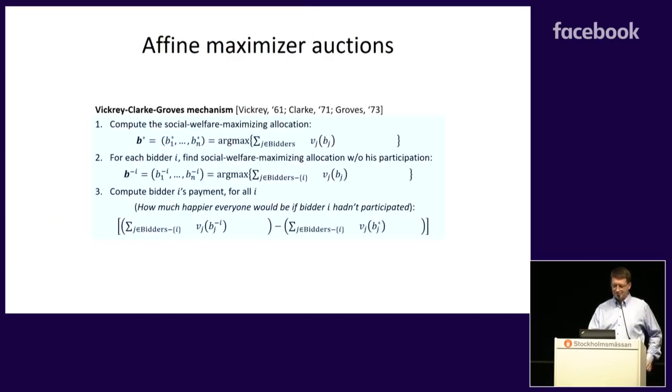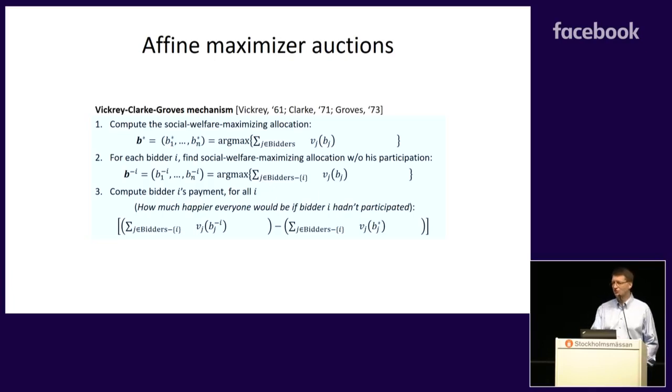All right. So now I'm going to tell you what the general pattern of tweaking is, but first I'm going to give you the general VCG mechanism as it was originally introduced. First, we compute the social welfare maximizing allocation, which is the argmax over allocations of the sum of the bidders' values. Then we compute, for each bidder, the social welfare maximizing allocation without that bidder's participation. Then we compute how much that bidder has to pay. And that's just how much happier everyone would have been if that bidder hadn't participated.